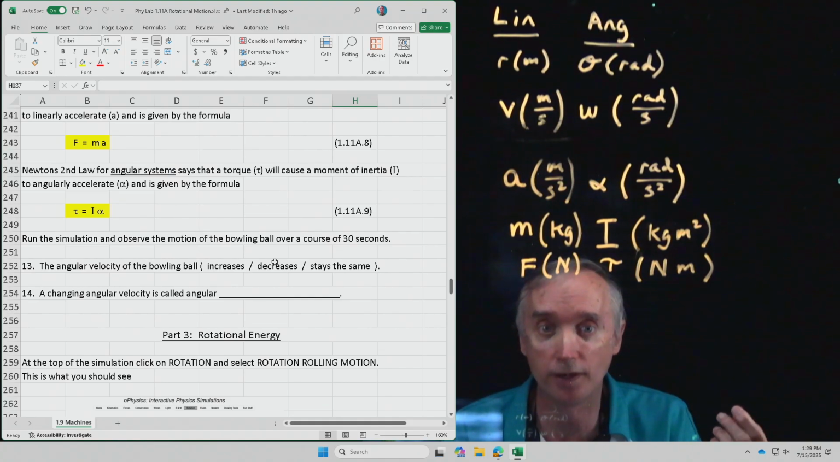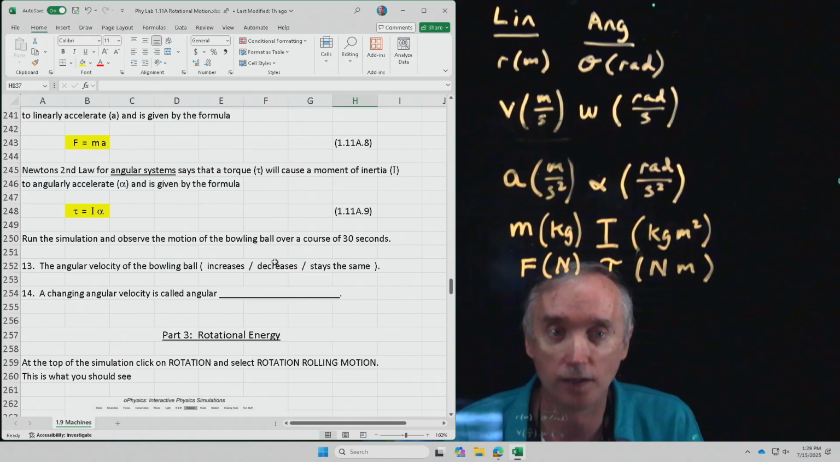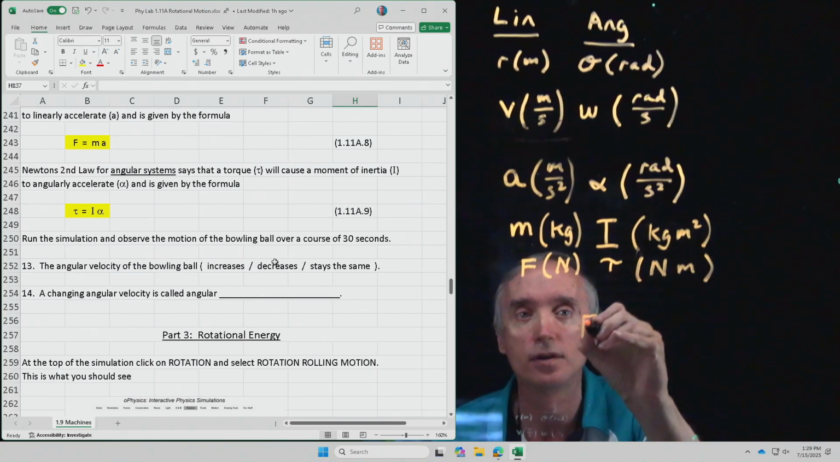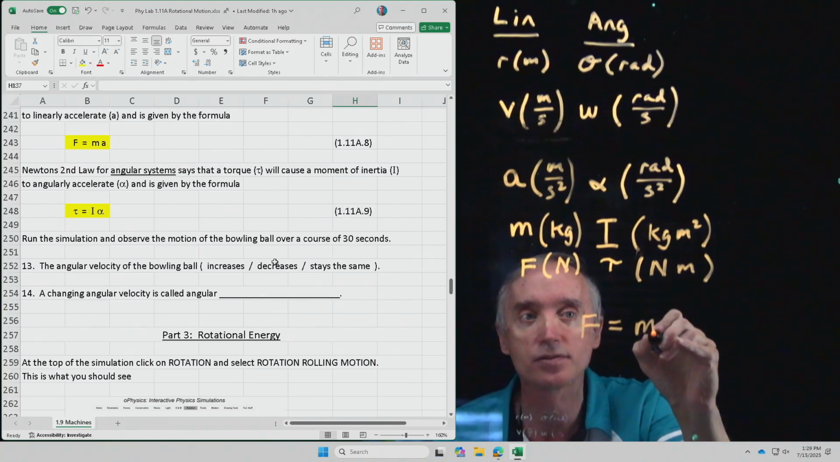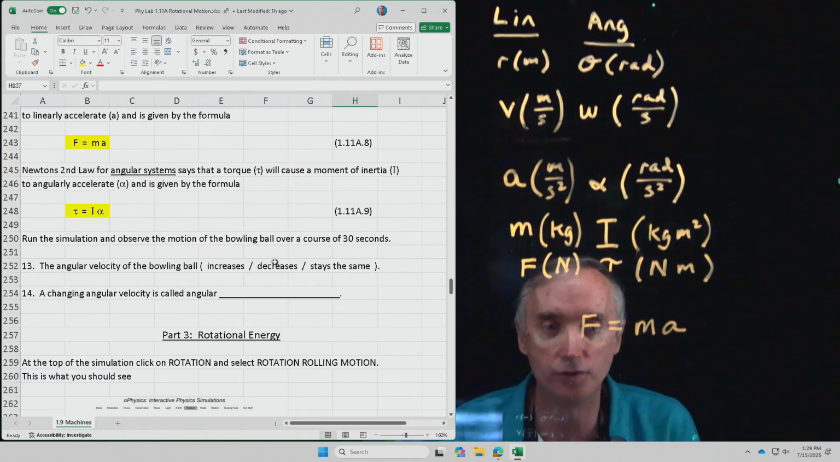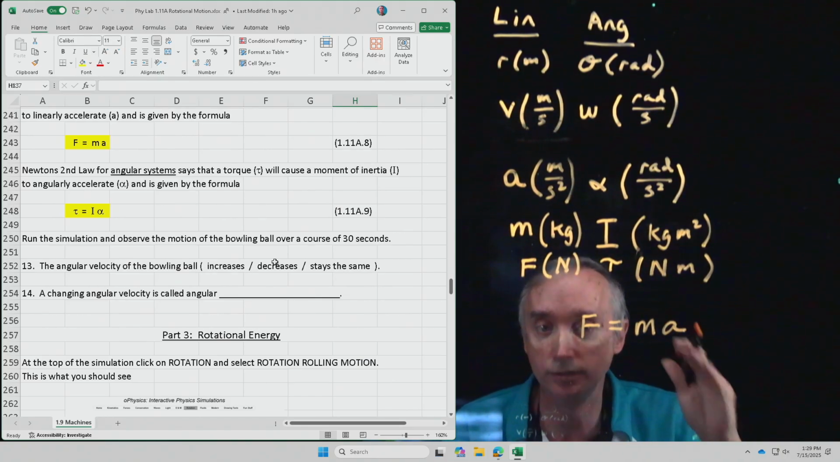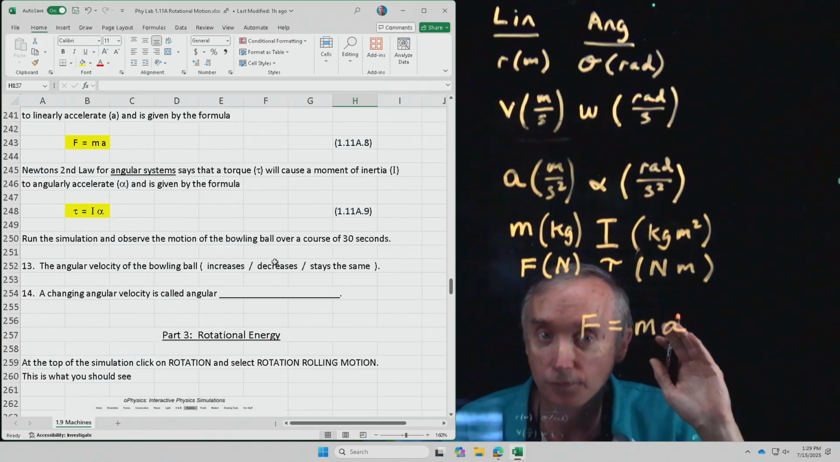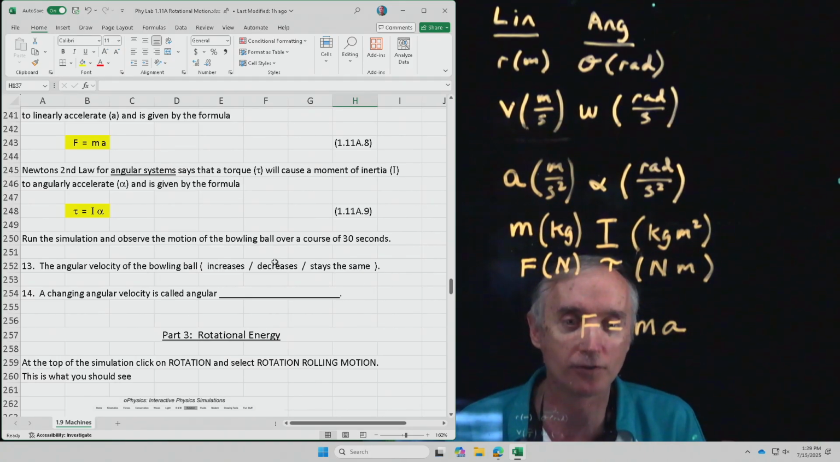The first one: an object in motion tends to stay in motion unless a force is acting on it. Newton's second law is that a force causes a mass to accelerate. So this is the linear version of Newton's second law of motion. And then the third law: for every action, there's an equal and opposite reaction. We don't care about the first law or the third, we're just doing the second law.